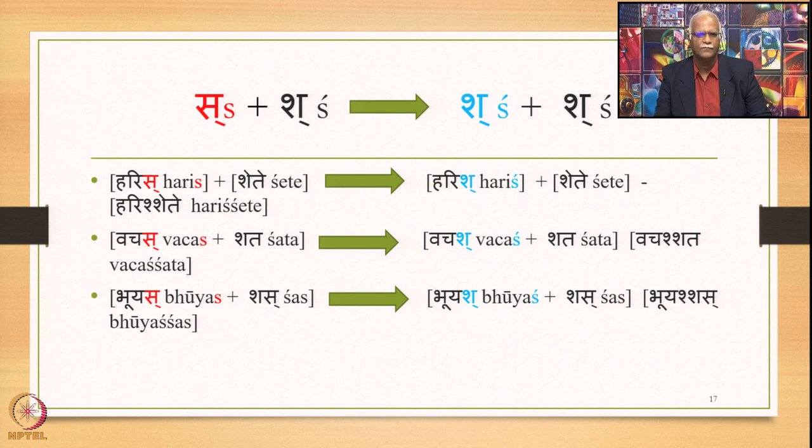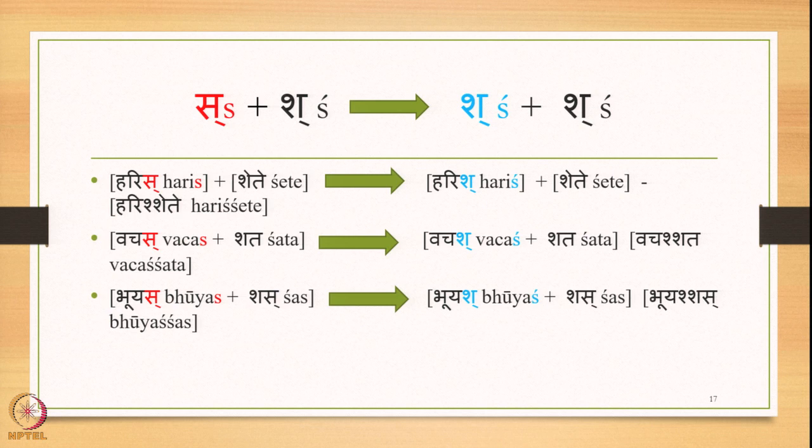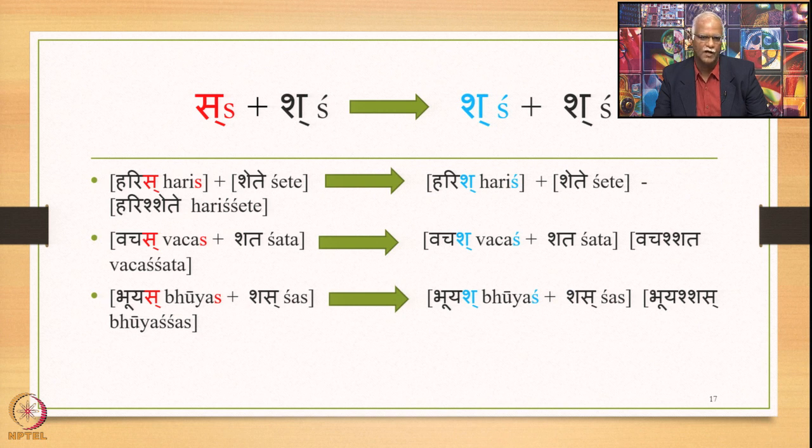Let us look at these examples one by one. So first let us take a look at the examples where sh is followed by sh, and this is the input and the output is sh plus sh. So we have Haris plus Shete, Haris and Shete. So here we have sa at the end of the pada, followed by sh at the beginning of the next pada. And so stoshchunaschuh, 8.4.40, applies, and then substitutes this by sh. So we have Harish Shete.